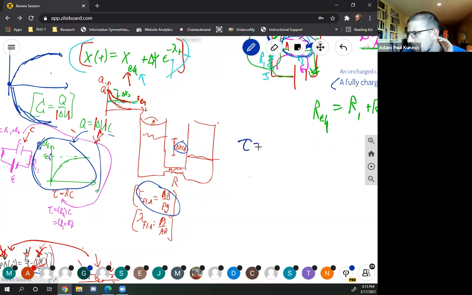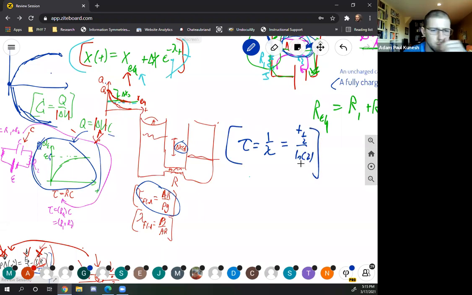So tau is 1 over lambda, which is the half-life divided by natural log 2. Boom. So if I have any of these, I can convert to any of the others.